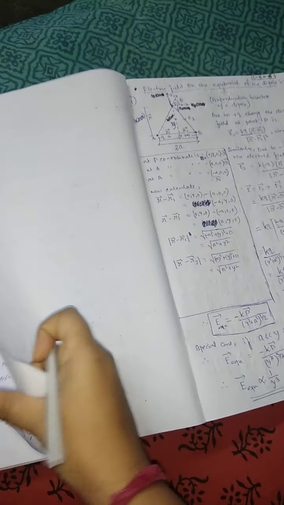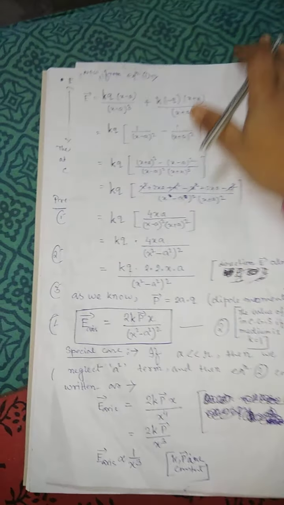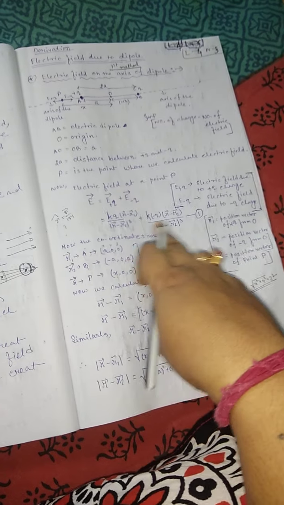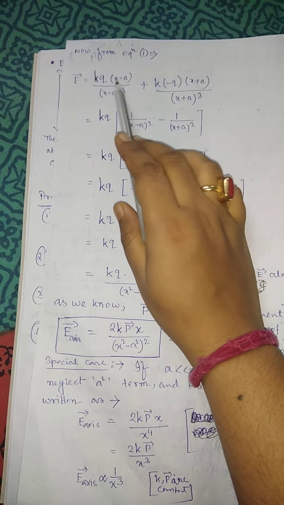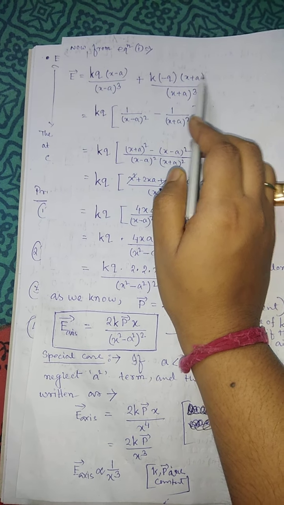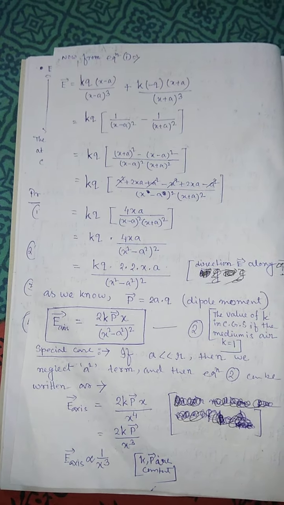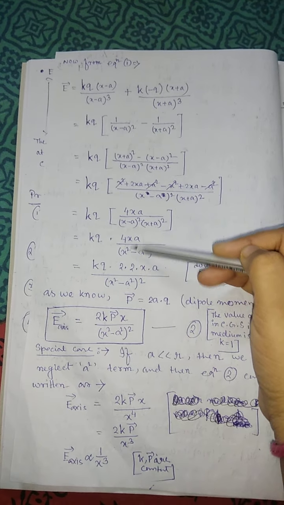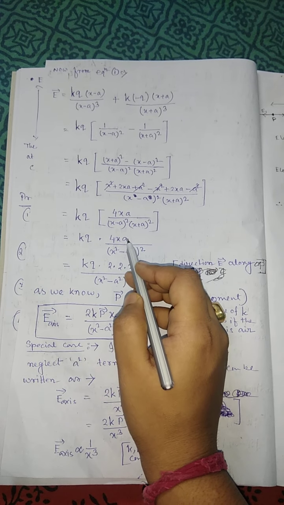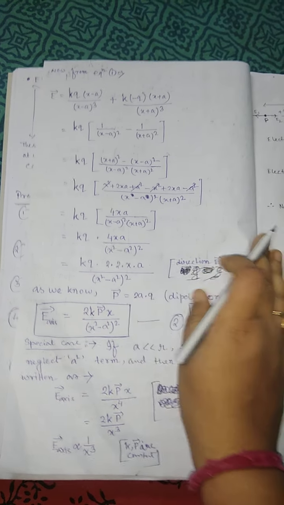Okay. Now we put that value in equation 1. Equation 1 means this is the equation 1. Okay. So we get x minus a by x minus a whole cube plus x plus a by x plus a whole cube. So we solve this one and we get this equation: k q 4 into x into a by x square minus a square whole square.